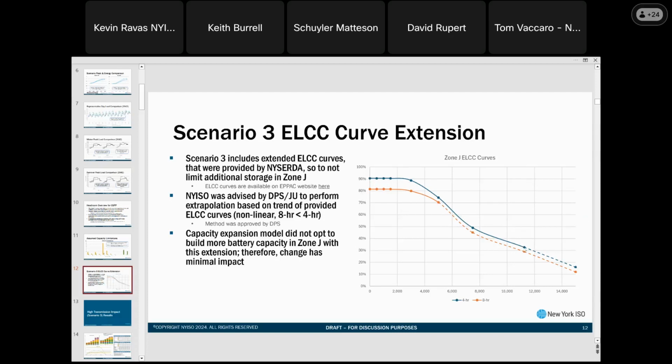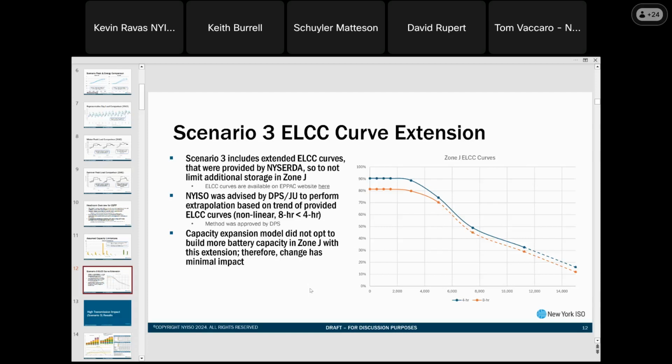So, 4-hour storage is getting built about 11 gigawatts, and the 8-hour storage was building about 5 gigawatts. And we essentially just wanted to make sure that this wasn't constraining the model, or this was not an intended constraint in the model. So we had a discussion with DPS and the joint utilities on if this should be extrapolated to accommodate more capacity if the model chose to do so. And we came up with a methodology for keeping the general trends consistent for that additional capacity. So that's where we come to the dotted lines. That's how we decided to implement an extension of these curves.